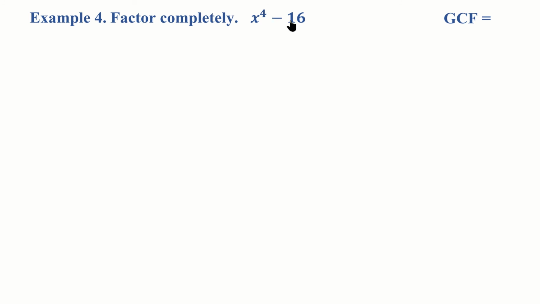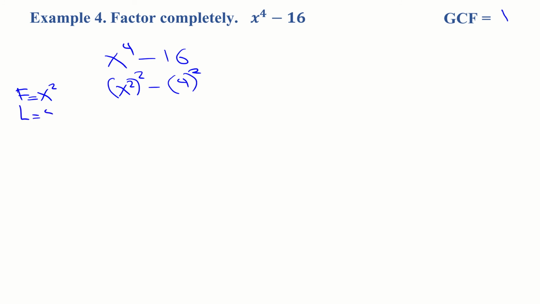In this problem, we can see that the GCF is 1. We go ahead and factor. We do notice that x to the 4 is a perfect square, and so is 16. We know that x to the 4 is the square of x squared, so we can write this problem like this, and we know that 16 is the square of 4. So for this round of factoring, F is x squared and L is 4.